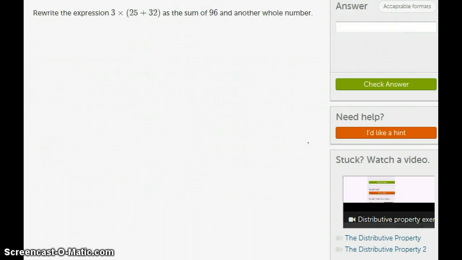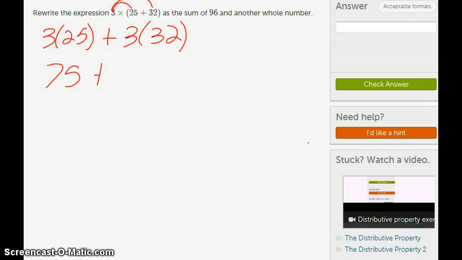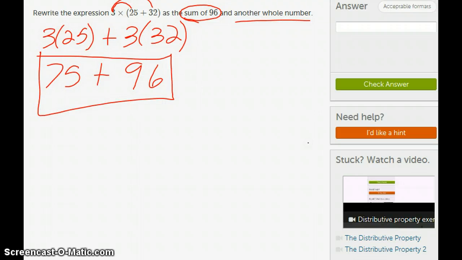All right. Okay, the next problem, distributive property. Again, I'm going to go 3 times 25 and 3 times 32. 3 times 25 plus 3 times 32. 3 times 25 is 75, plus 3 times 32 is 96. It's asking me to write a sum of 96 and another whole number. This is my answer right there, 75 plus 96. Or I could have 96 plus 75.